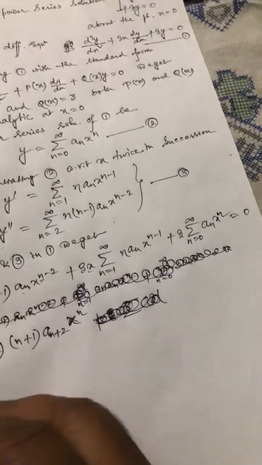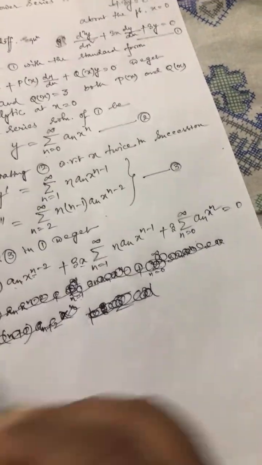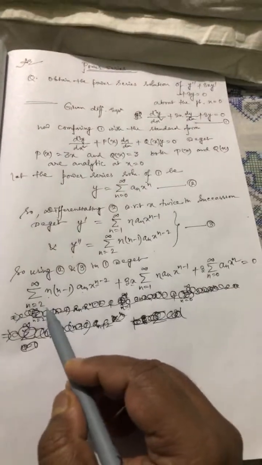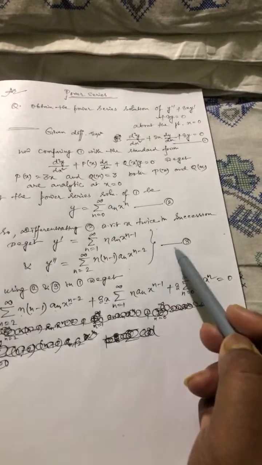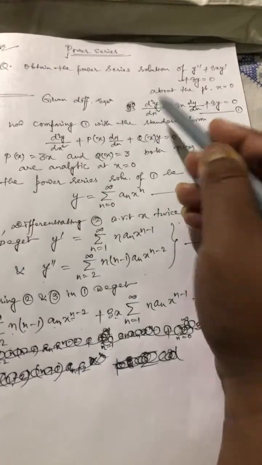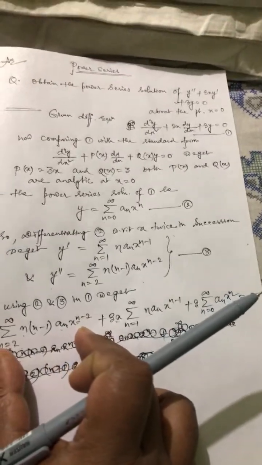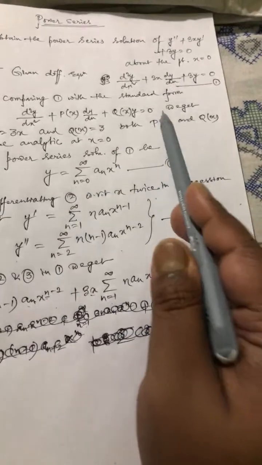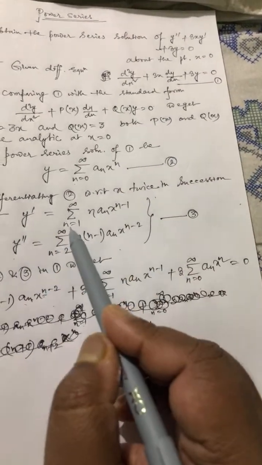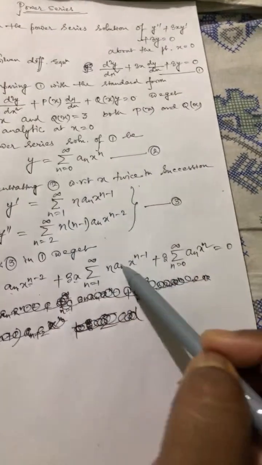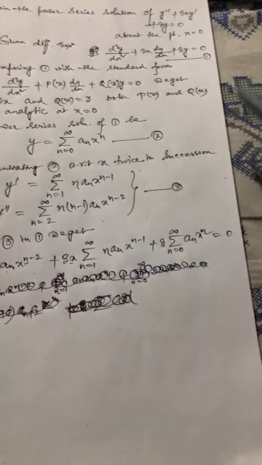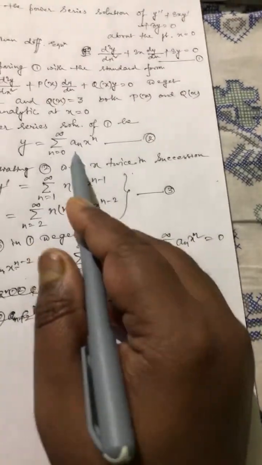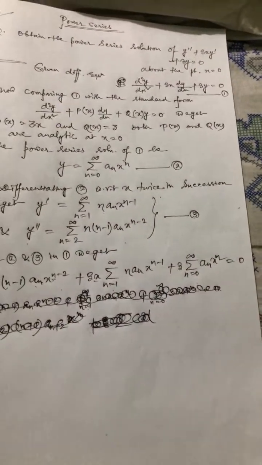To make a proper view, let me show this step again. Initially I replaced these values, equations 2 and 3, in equation 1, and consequently obtained this line: d2y dx2, that is y double dash, so I have used this expression. Then 3x times dy dx, and the expression of dy dx is what? Summation n equals 1 to infinity n a n x to the power n minus 1. After that, 3y is assumed to be summation a n x to the power n. So I have used all these expressions here.